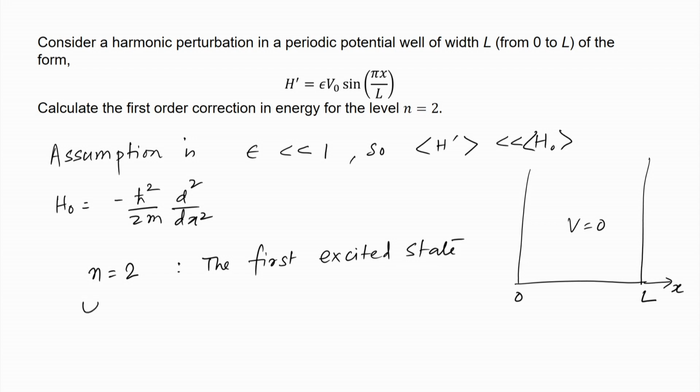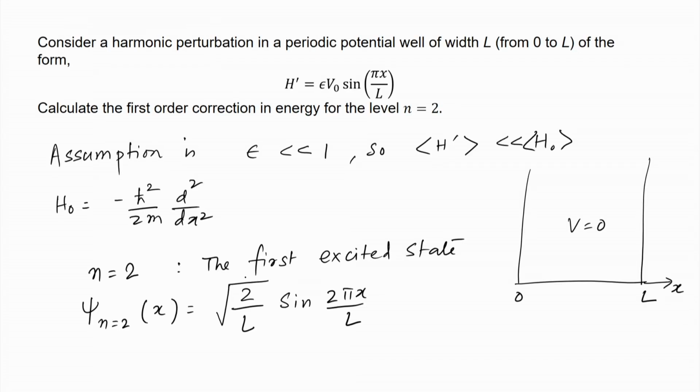And by saying that, we should be able to understand that it has a form which is root over 2 by L sine of 2 pi x over L. That is the form of the first excited state eigenfunction for this particular problem. Now, we need to calculate the first order energy correction. Let us write it as E n 1.